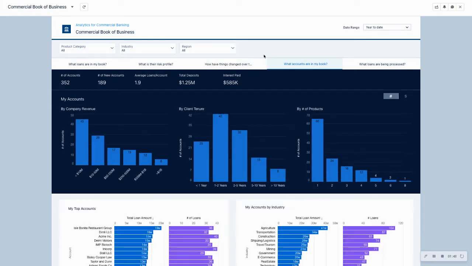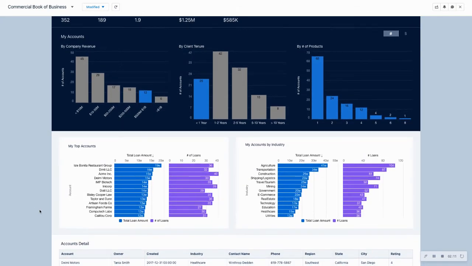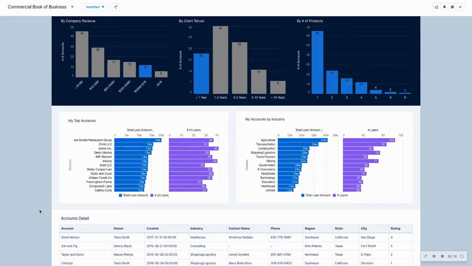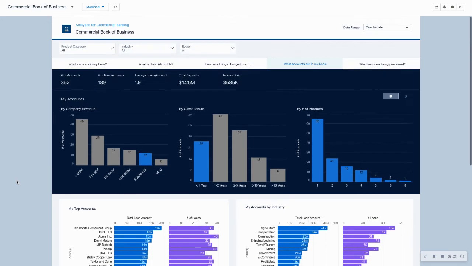Fourthly, what accounts are in my book? Here I can measure my accounts by company revenue. If it's 500 million to $1 billion, I can toggle on that. I can toggle on client tenure, 1 to 2 years, and by the number of products. So it's very easy to see where my top accounts are and by which industry they are. I can look at both total loan amount per account and also the number of loans they hold.